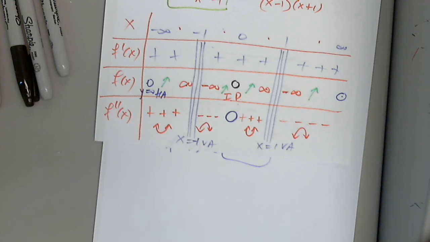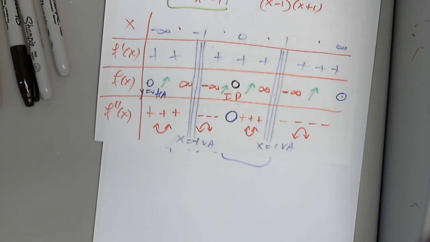Why? On that side, it's opening downward. On this side, it's opening upward. See the signs? Down, up. Also, if it's undefined, where the function is defined, that is also an inflection point. But the function must be defined there. So it's not the case here.